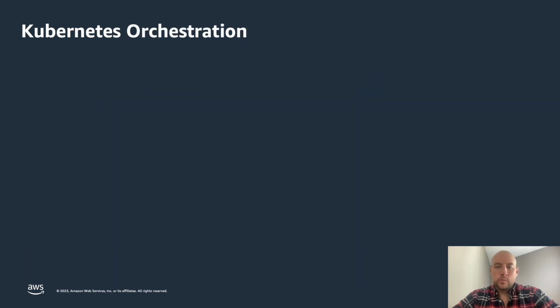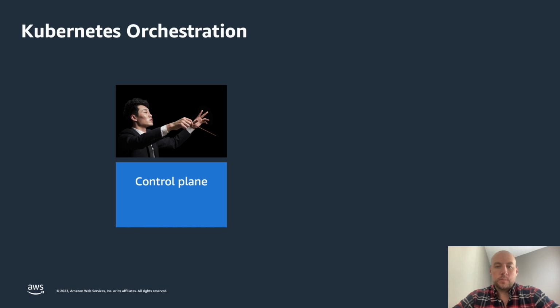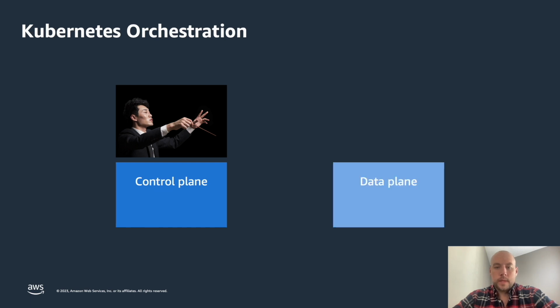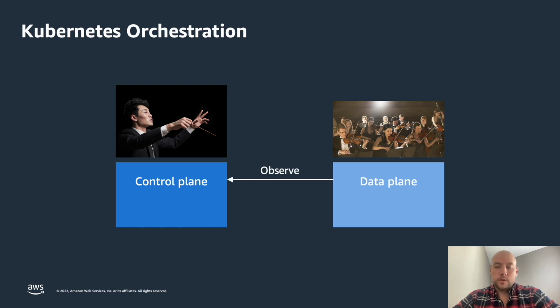Another way to break Kubernetes container orchestration down is to consider the control plane, which acts like a conductor, and the data plane, which acts like the orchestra. And much like a conductor, the control plane observes the containers that are running on the data plane and then orders the necessary adjustments based on changes to the desired state.